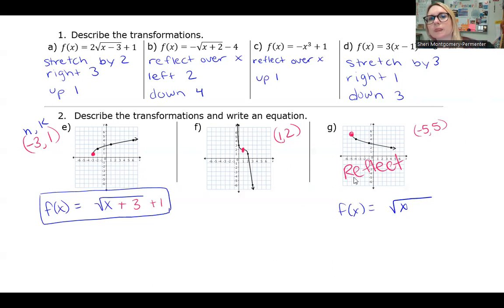Over here, it's reflected, so I have to put something in front. I'm going to have a negative out in front. And then when I take this point, it's going to go into my equation as +5 and +5. Oh, so it's not no number, it's just a negative. Just a negative, that's when it's reflected. Yep.